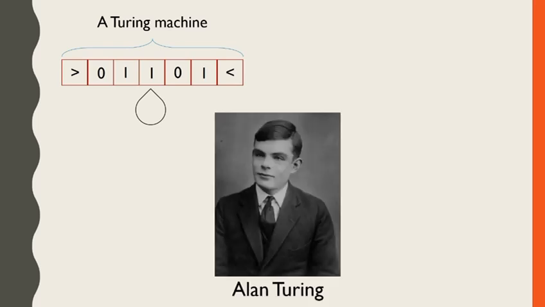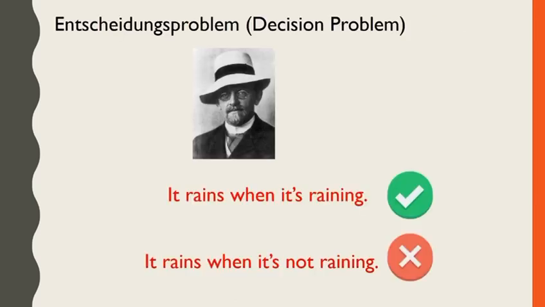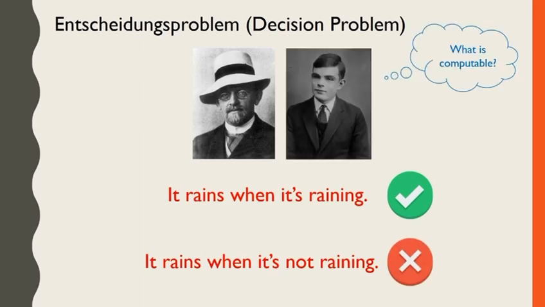They were developed by Alan Turing in 1936 while he was working on Hilbert's problem, the decision problem. The decision problem is fundamental to logic. After having been around for some time, the problem was formalized by David Hilbert in 1928. The decision problem is concerned with the validity of propositions. "It rains when it's raining" is true, for example, and "it rains when it's not raining" is false. Specifically, Turing was interested in the question, what is computable?